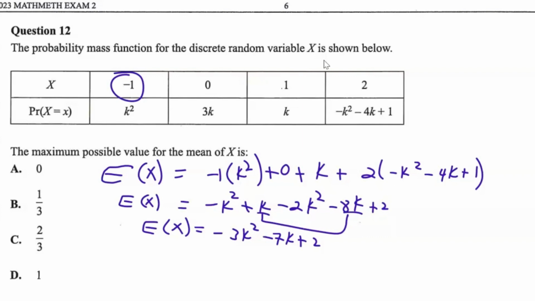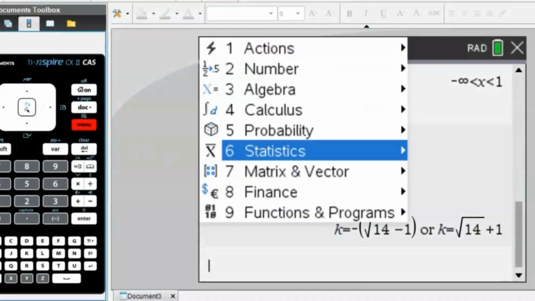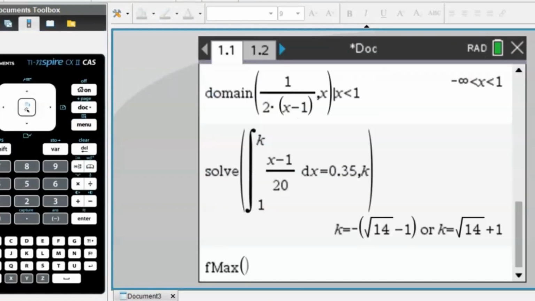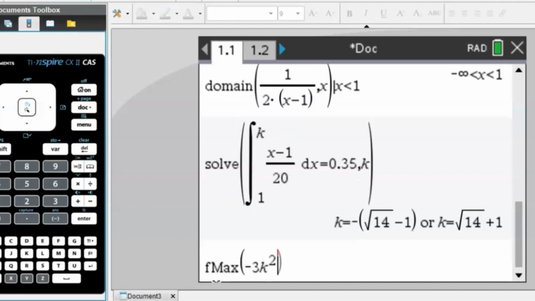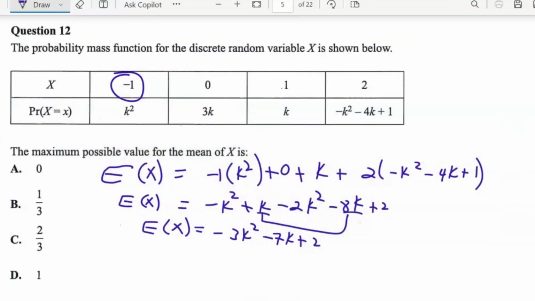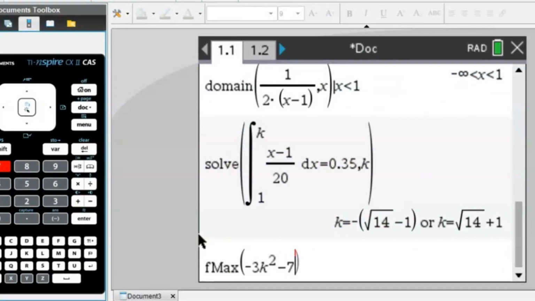The maximum possible value for the mean of x is, well, to get the maximum, we can actually get the derivative of this and solve for k to get the maximum, the f max. Well, f max of that, what is that going to be? Maximum, what was it? K, -3k squared minus 7k plus 2, comma k.